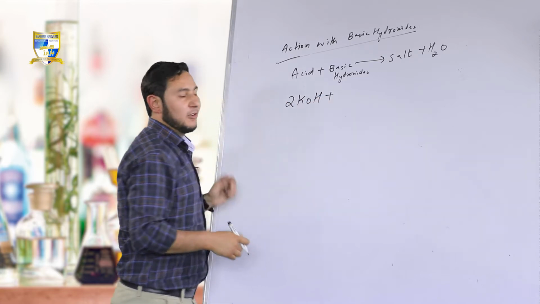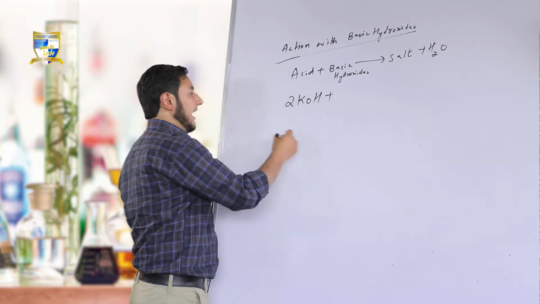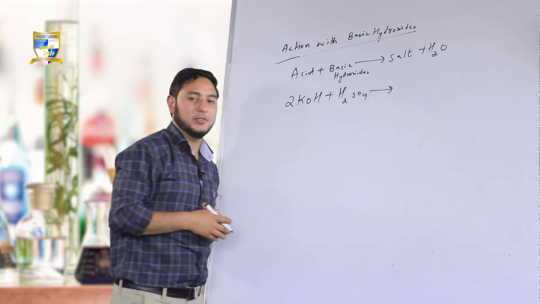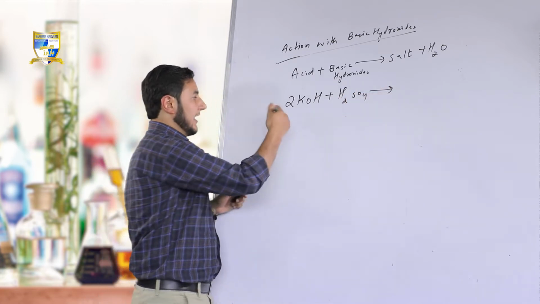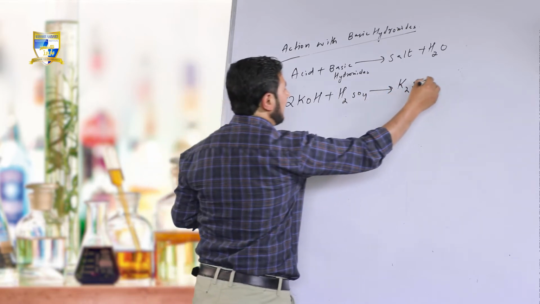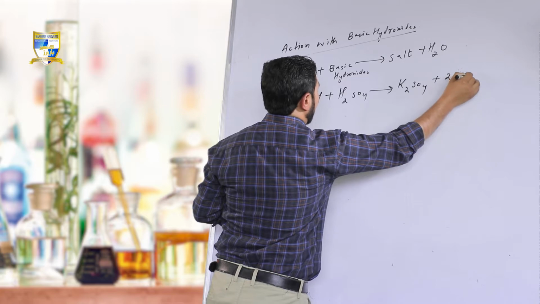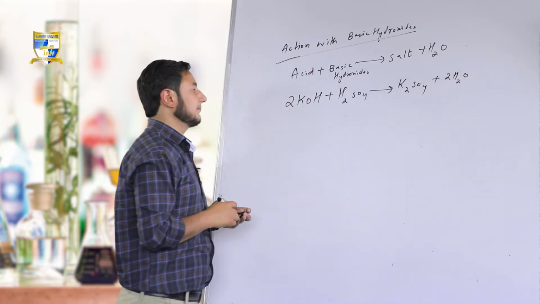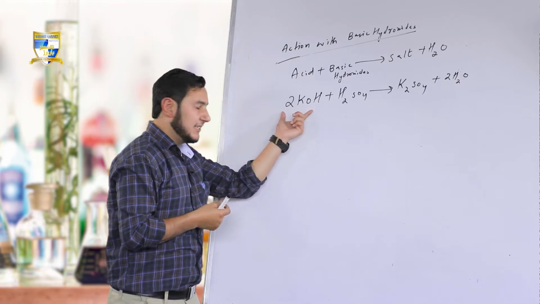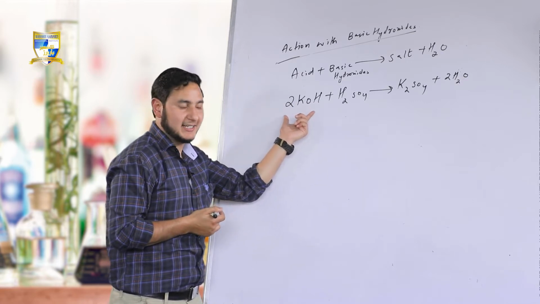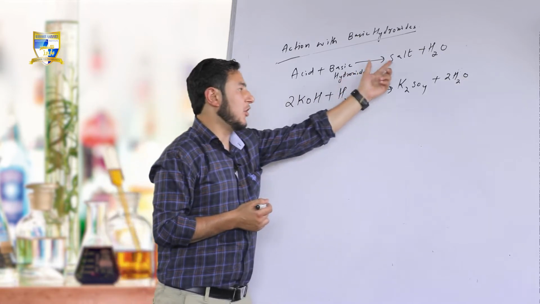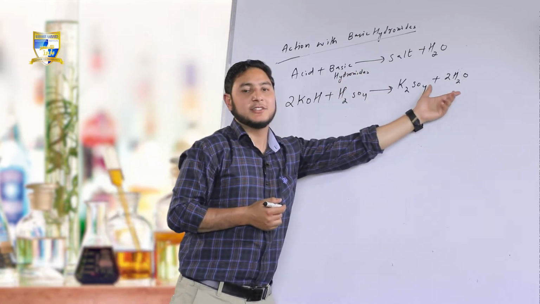This is my potassium hydroxide. I am reacting it with acid H2SO4. What I am getting is K2SO4 salt along with water. Fine. This is my basic hydroxide, potassium hydroxide, my acid H2SO4, formation of salt, potassium sulfate, and release of water.